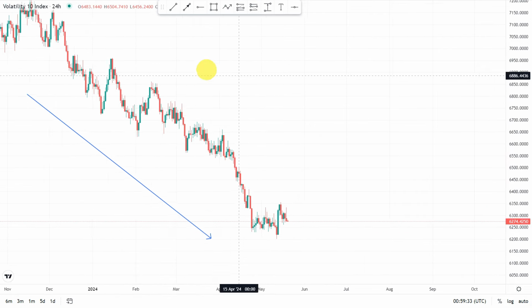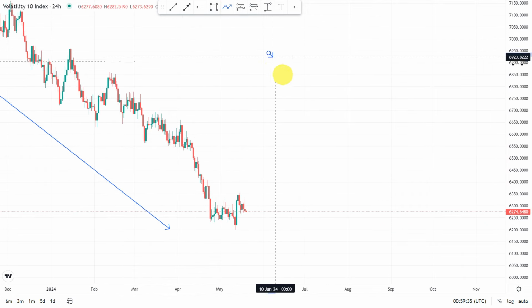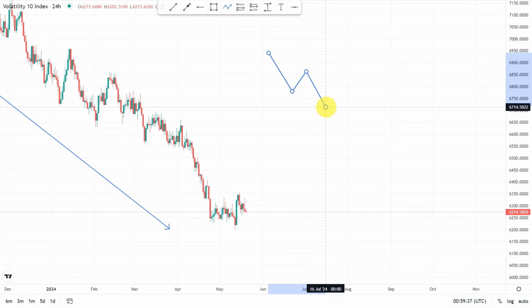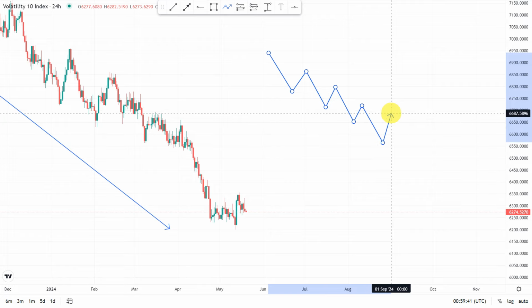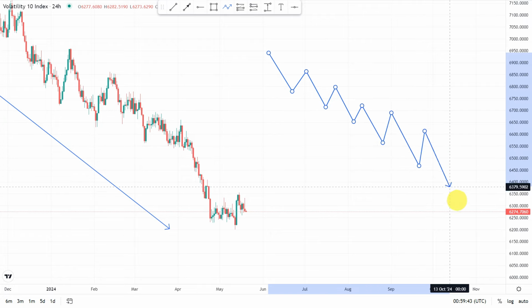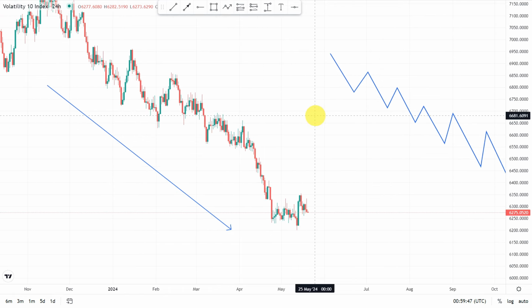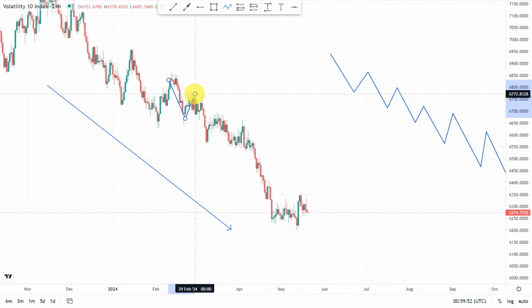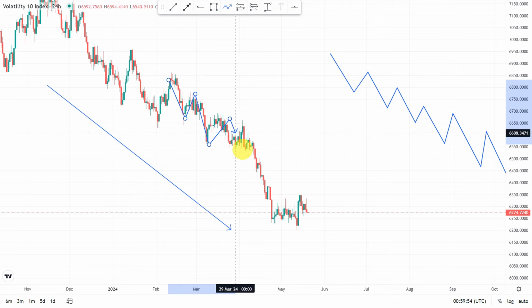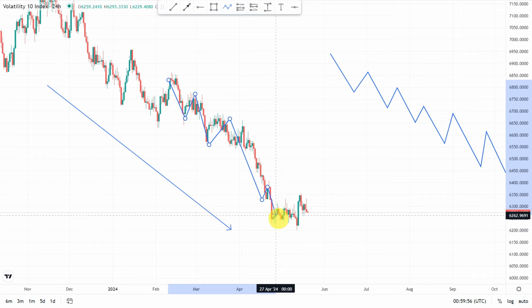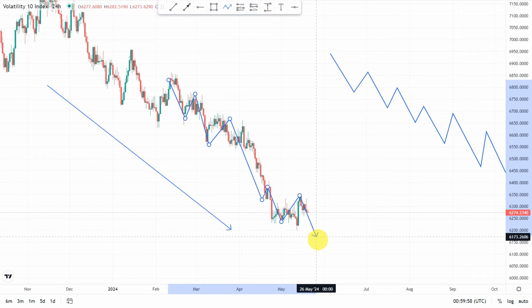Now, we know that in a downtrend market, the market always moves providing you with a series of lower lows and lower highs. Lower low, lower low, lower high. Lower low, lower high. This is how the market moves in a downtrend. And that's how the market has been moving for almost the whole of last year, providing you a series of lower lows and lower highs, just like this.